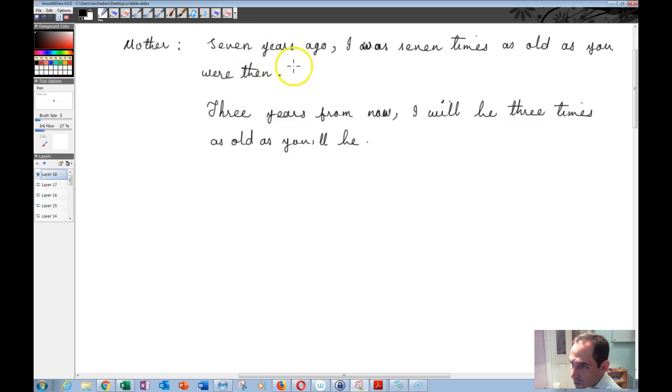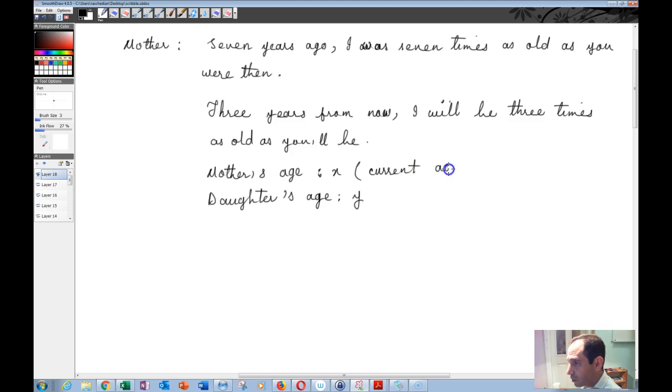Now you want to find the mother's age and the daughter's age, basically. So I'm going to take the mother's age as, for example, X, and the daughter's age I'm going to take as Y. And remember that this is their current age, not their age, for example, 7 years ago, or 6 years ago, or 3 years ago, or anything like that.